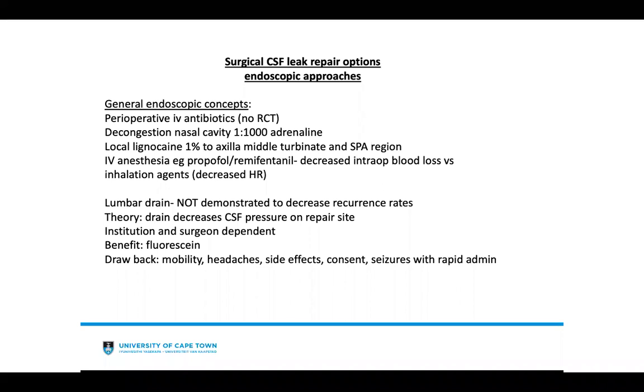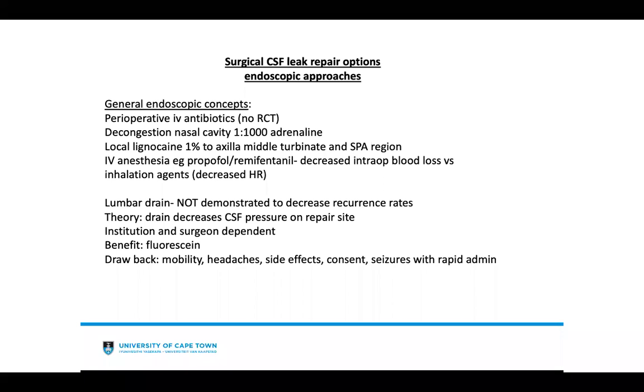General endoscopic concepts, perioperative: you can give a stat dose of IV antibiotics, although, as we mentioned, there are no randomized controlled trials. You want to decongest that nasal cavity. You want to put in some local into the axilla of the middle turbinate and the SPA region. With regards to your anesthesia, some of the literature recommends propofol and remifentanil. That results in a reduced heart rate.